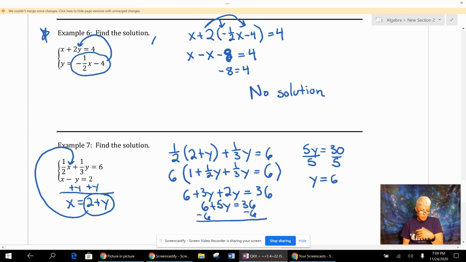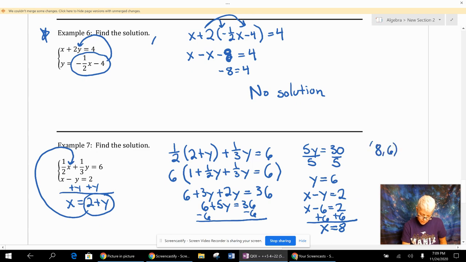Now, of course, I've got to put that 6 back into the equation. I'm definitely going to pick this easier equation. So it'd be x minus 6 equals 2. Add 6, add 6. X equals 8. And my final answer is (8, 6). So fun. All right.